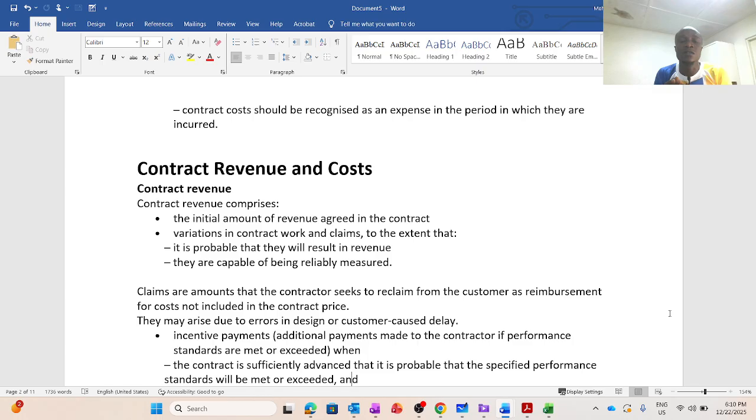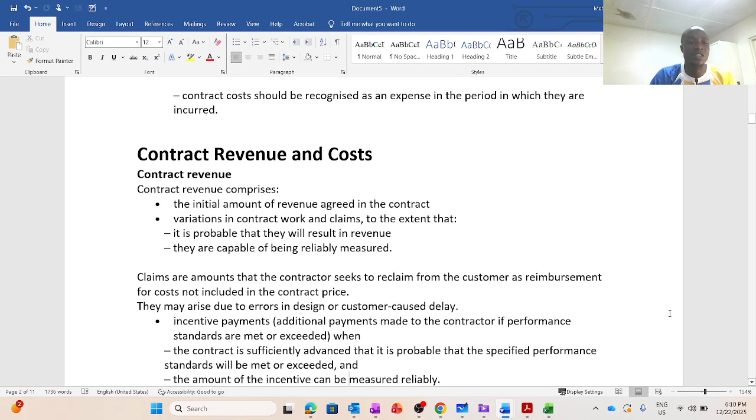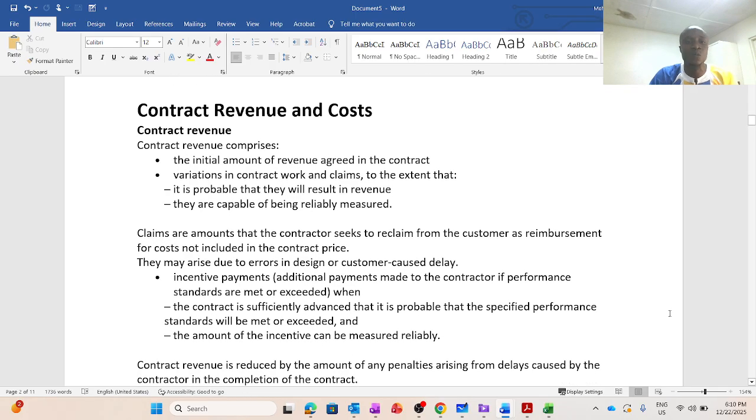Then automatically we are going to include this particular bonus or claim as part of our revenue. Very important point that we need to know. Claims are amounts that the contractor seeks to reclaim from the customer as reimbursement for costs incurred that are not included in the contract price, which is clear. They may arise due to errors in design or customer cost delay.